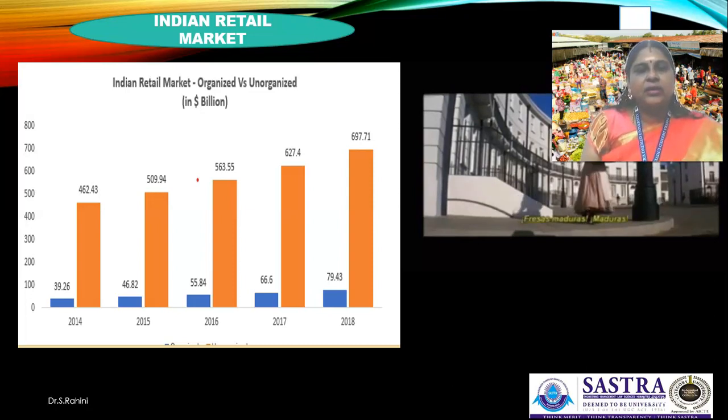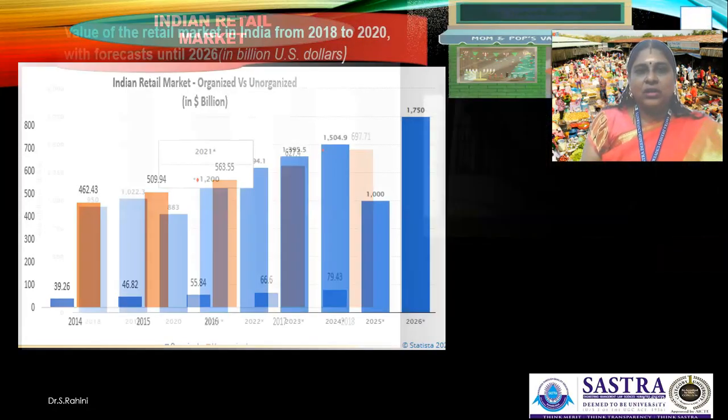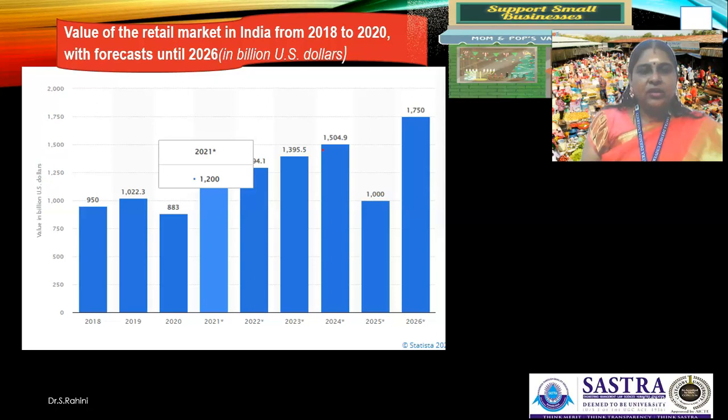You can compare the other global markets. The Indian retail market is alarmingly booming. The industry is growing very well, especially after 2018, and the pandemic was a boom for the Indian retail market. So, the value of the retail market in India from 2018 to 2020 with a forecast until 2026. This is also from Statista. This is a survey taken between 2018 and 2020, and the prediction in US dollars was given up to 2026.